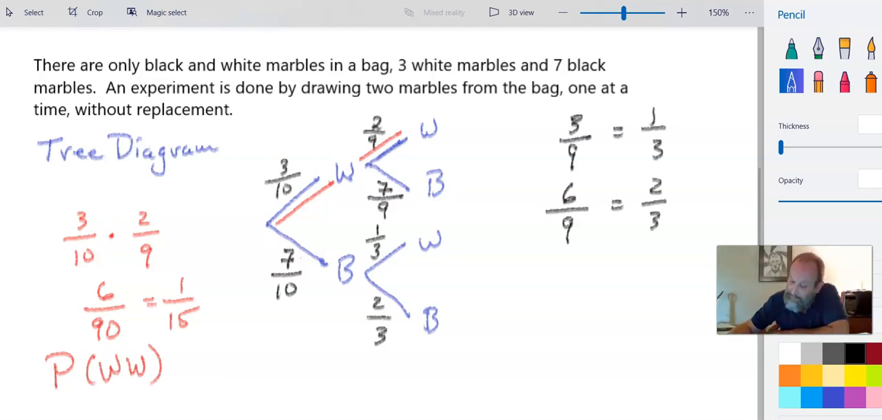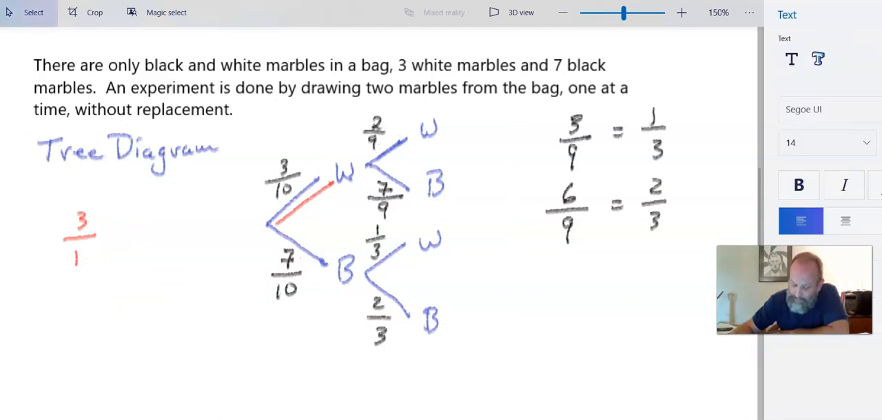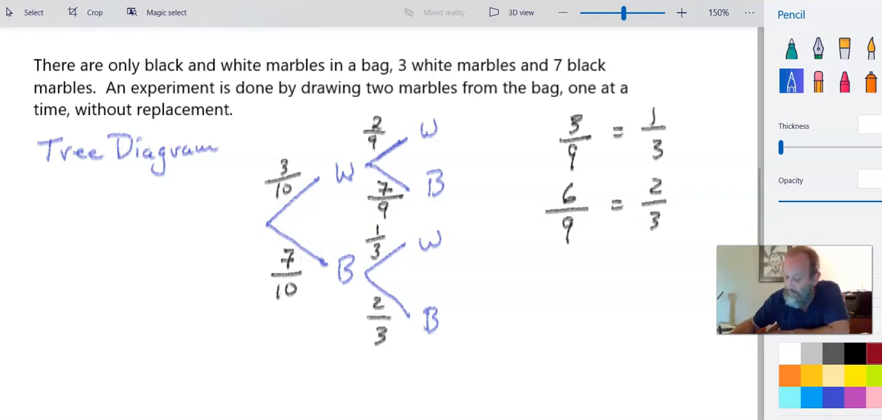Okay, now let me back some of this up. I'm going to have to back up quite a bit. I wanted to get those lines off the drawing. There we go. Okay, so now we're all selected here. Good. So let's see if we can compute a different probability. Let's see if we can compute the probability of drawing a black marble on the first draw and a white marble on the second draw.